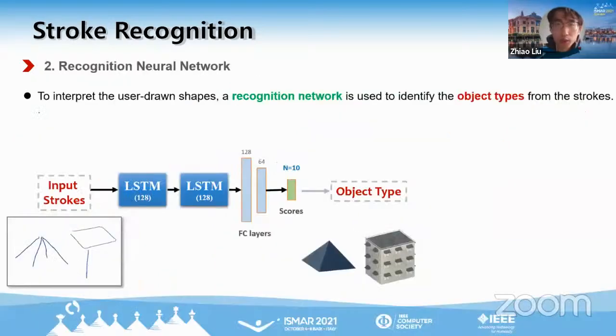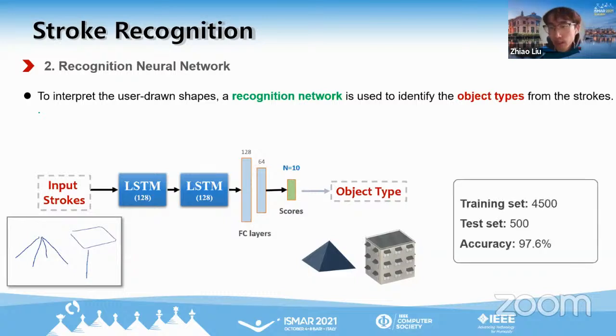Then to interpret the user-drawn shapes, we designed a recognition network to predict the object types from the 3D strokes. The network uses an LSTM module to process the input strokes with variable number of points. The output is a vector indicating the scores of n categories. The one with the highest score will be considered as the best matching object type.